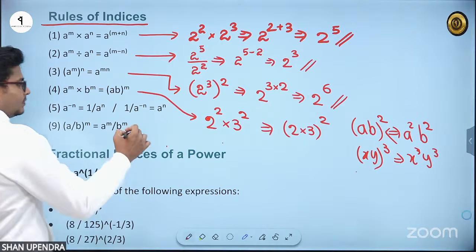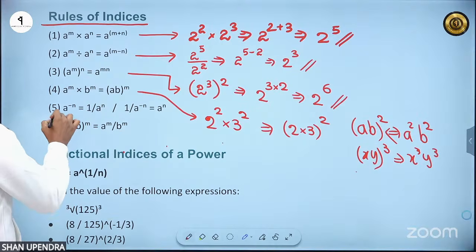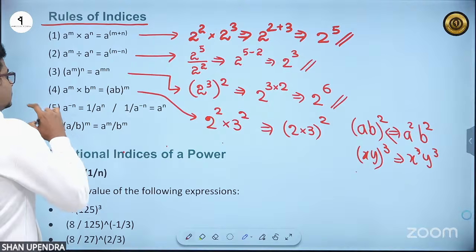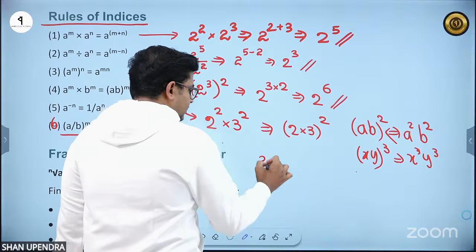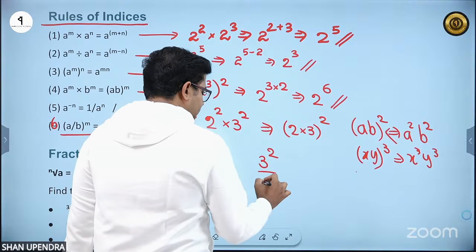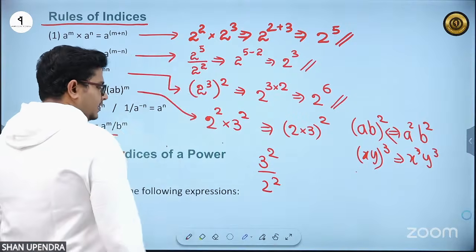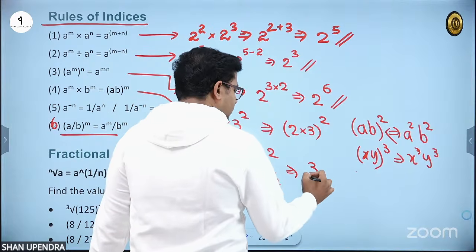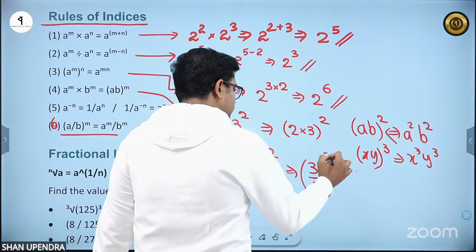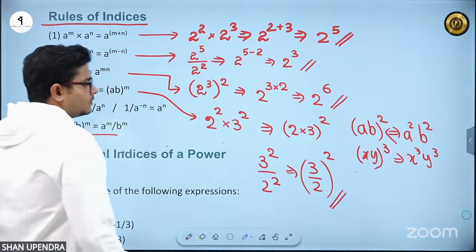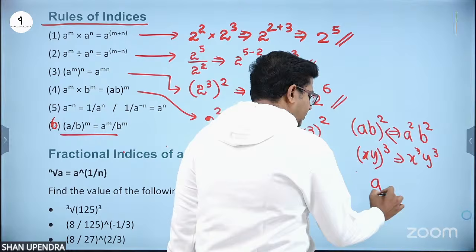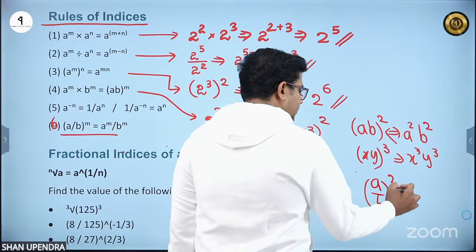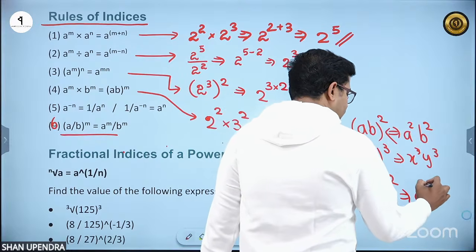And here this example, this is the 6th. I'll move to the 6th one directly. That one also similarly. You can take 3 to the power 2 divided by 2 to the power 2. Then you can represent this again as 3 over 2 to the power 2. Okay. The other way around is also correct. Sometimes we need ab squared. Then you can write this as a squared b squared.